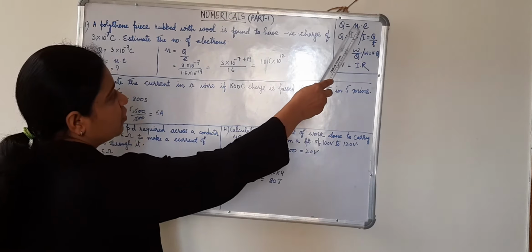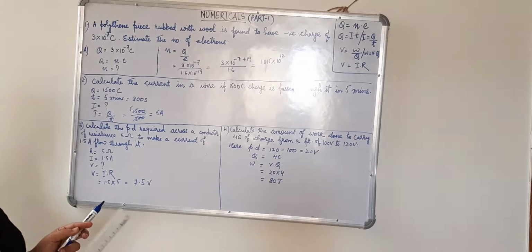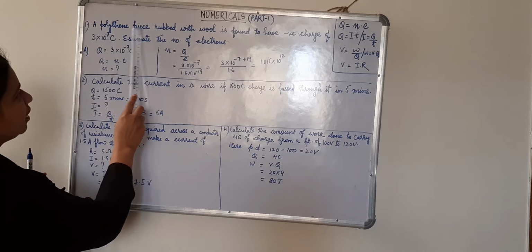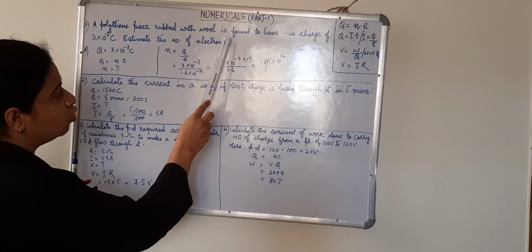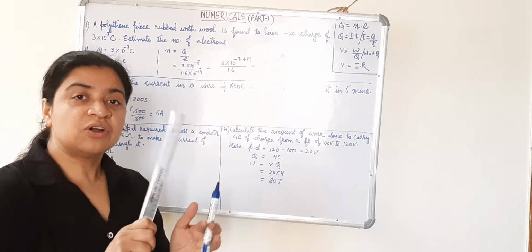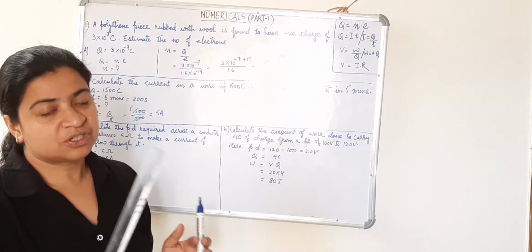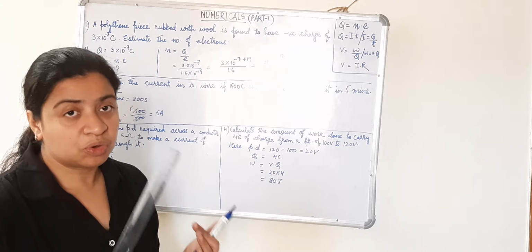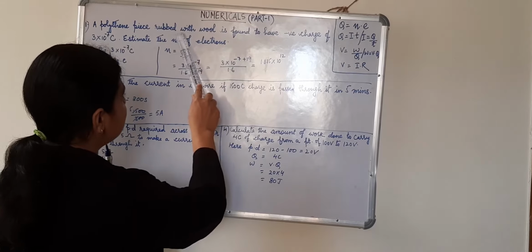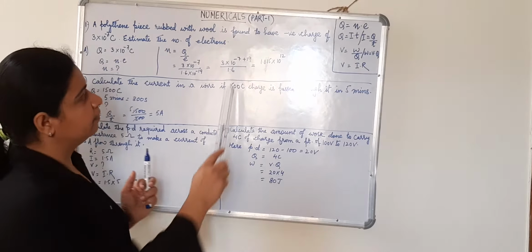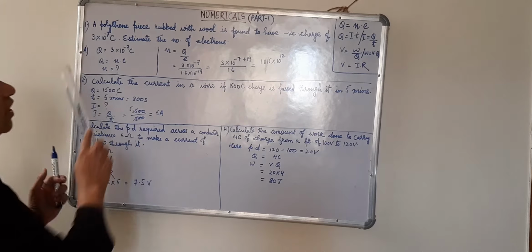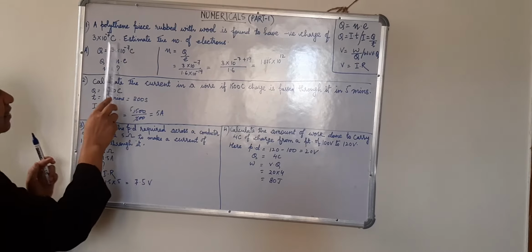Our first equation was Q is equal to Ne. So let's start with our numerical 1. A polythene piece rubbed with wool. When you rub something, then transfer of charges takes place. Transfer of electrons or protons, or charges you can say, take place. When you have a polythene piece which you have rubbed with wool, that is found to have a negative charge of 3 into 10 raised to the power minus 7 coulomb.